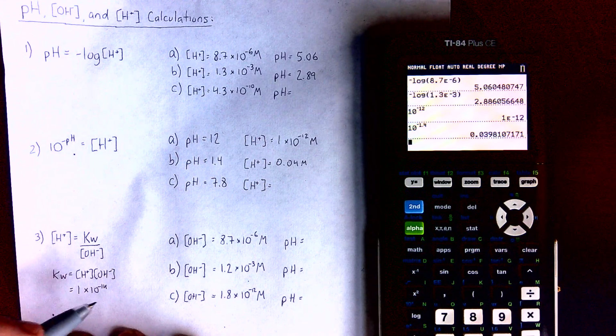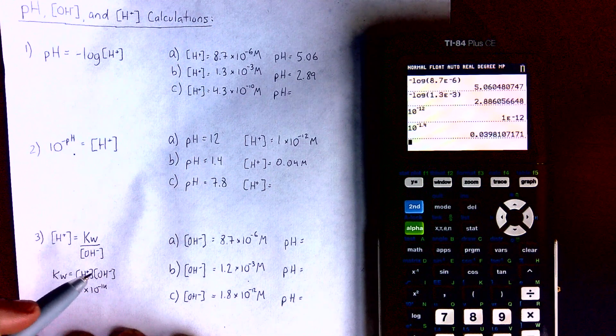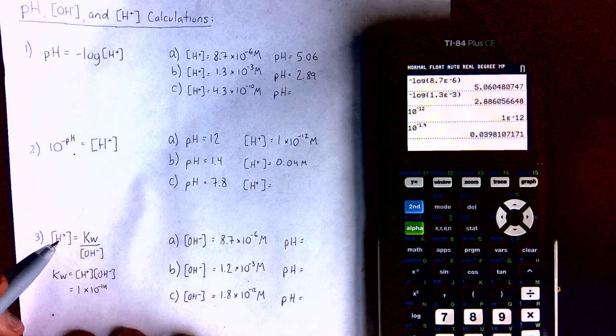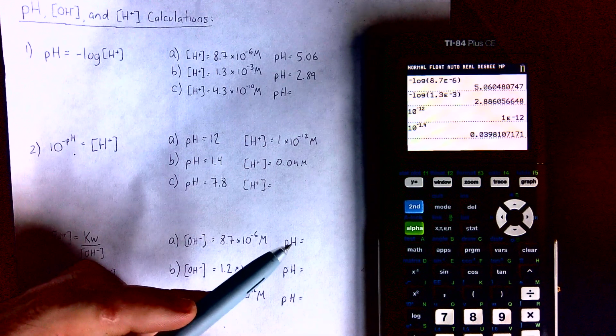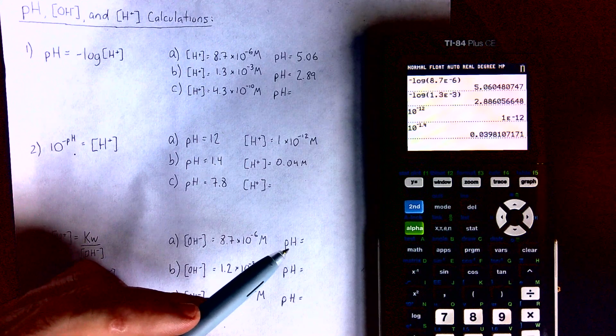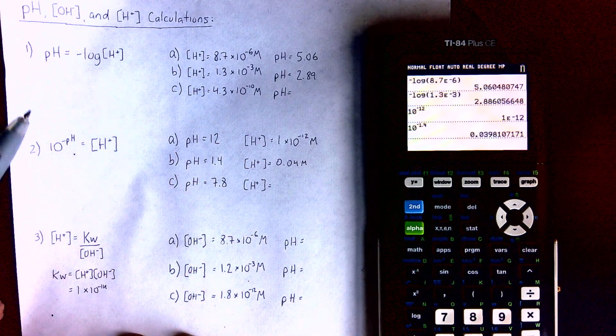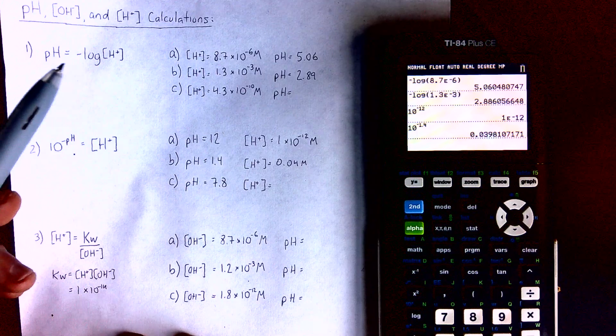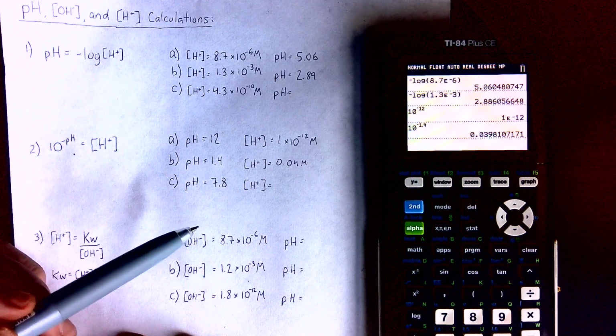And since we know the product of them is always the same, and we know that they equal Kw, we can rearrange this equation to solve for H plus here. And then this problem is asking you for pH. Once you have H plus, it becomes a problem just like this. And you're going to use this up here. So let's look at A.